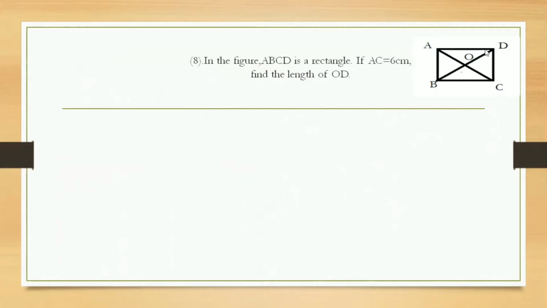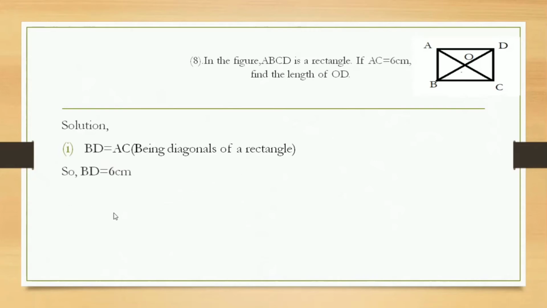The diagonals are equal. If AC is 6 centimeters, then BD will obviously be 6, and half of BD will be OD. That we have to do here. Number 1, BD equals AC, being diagonals of the rectangle. BD equals 6 centimeters. So OD equals half of BD. I told you that the diagonals bisect each other. Bisect means half, these two parts will be equal.